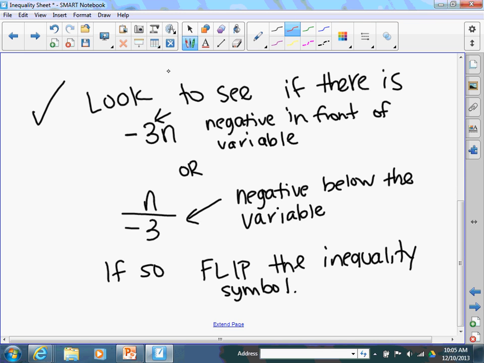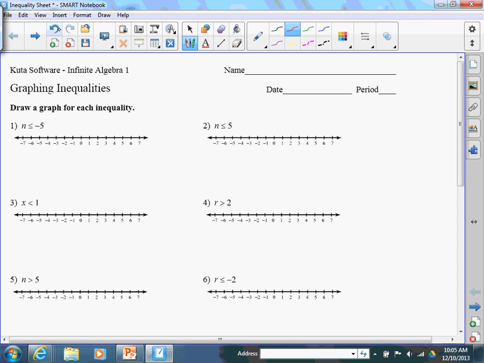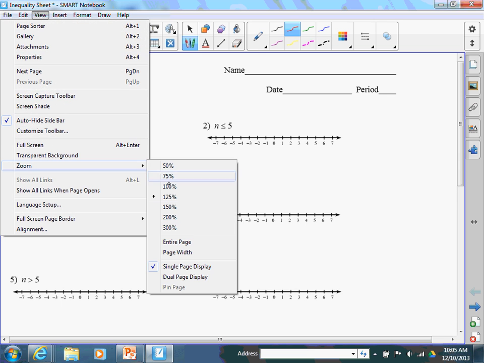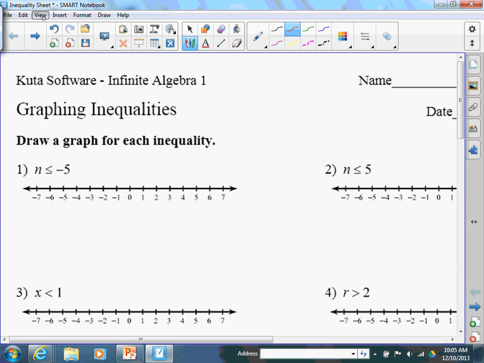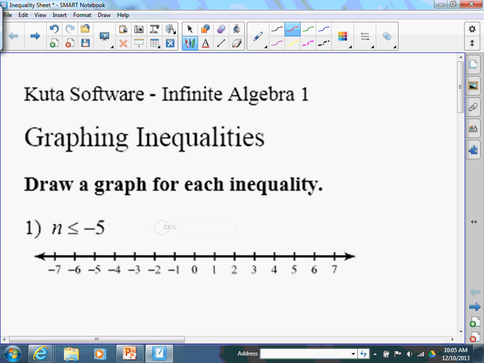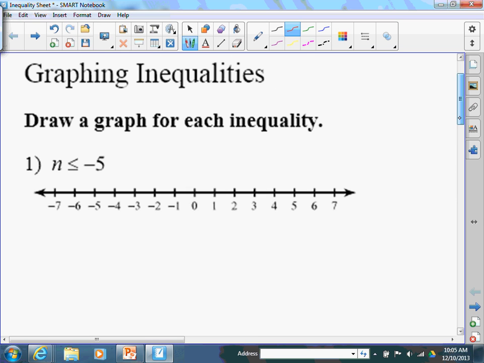Okay. So now let's go to our graphing page where we have to graph these. First one. Check number 1. Is our variable on the left? Is there a negative in front of or below? So we're ready to graph. Open circle or closed circle? Closed circle. On what number? And we shade to the right or to the left? Okay, that's what you should have for number 1.